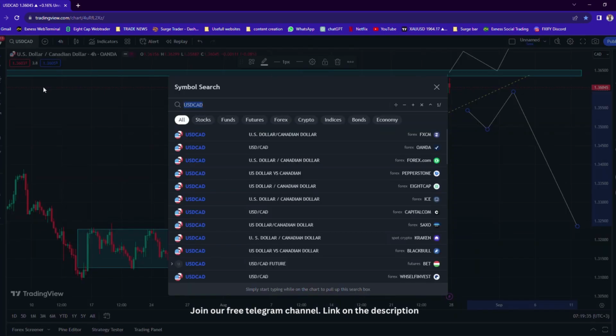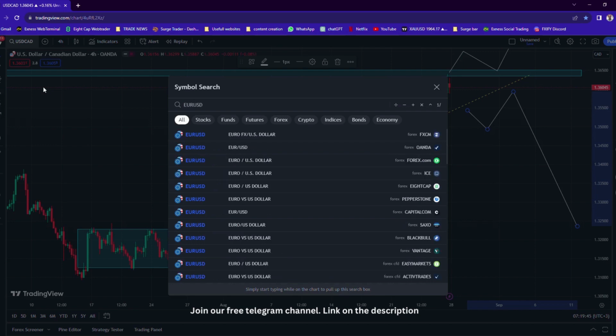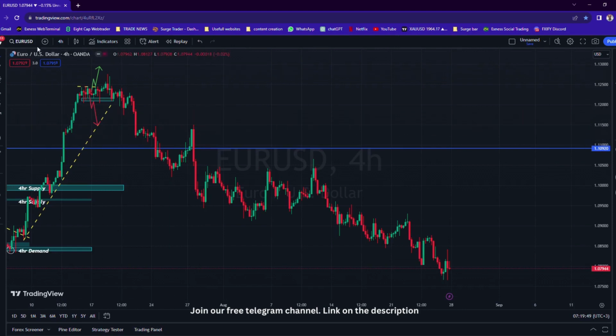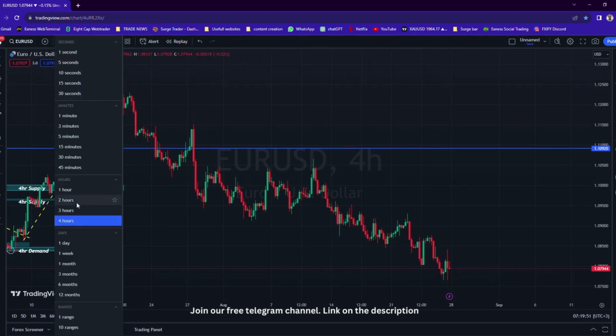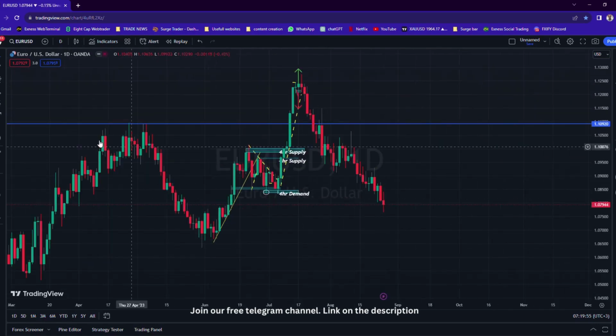Now if we look properly, we can look at one other currency, which will be Euro USD. So if we go into our 1 day time frame, we can see that, let's first clear everything.